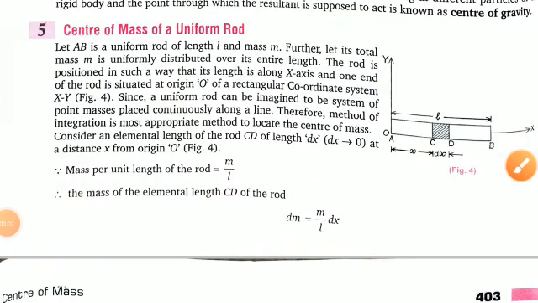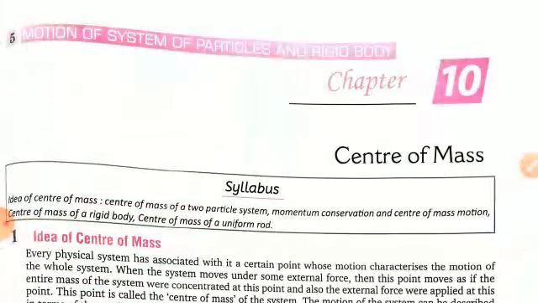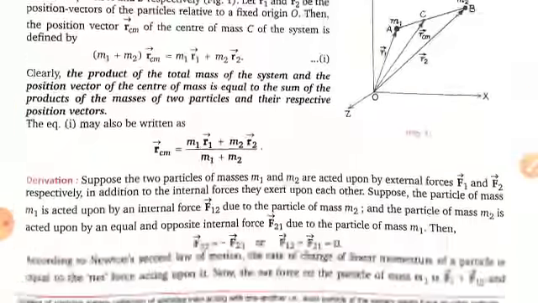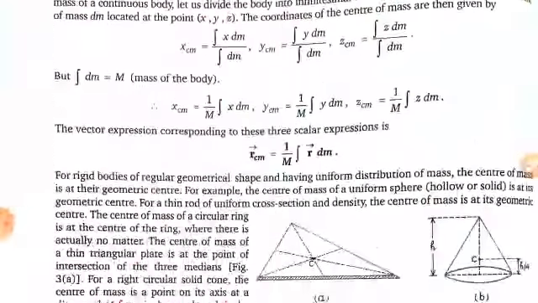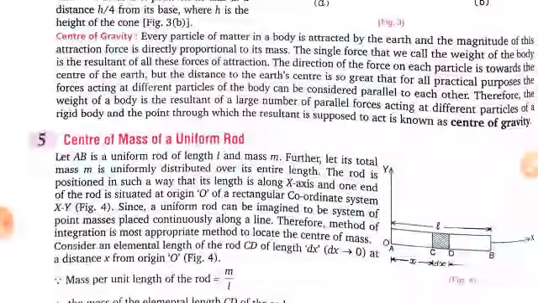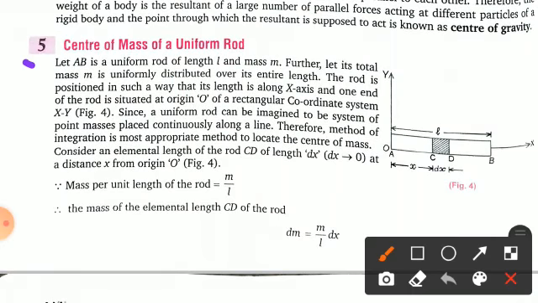And in physics, we are discussing the topic of rotation. This is your chapter number 10, as you can see here, center of mass. Clear? We had already covered most of its topics in our lecture number 1. Now today, this is lecture number 2, and we are going to discuss the center of mass of a uniform rod. Clear? You can see here, this is the topic we are going to discuss right now.